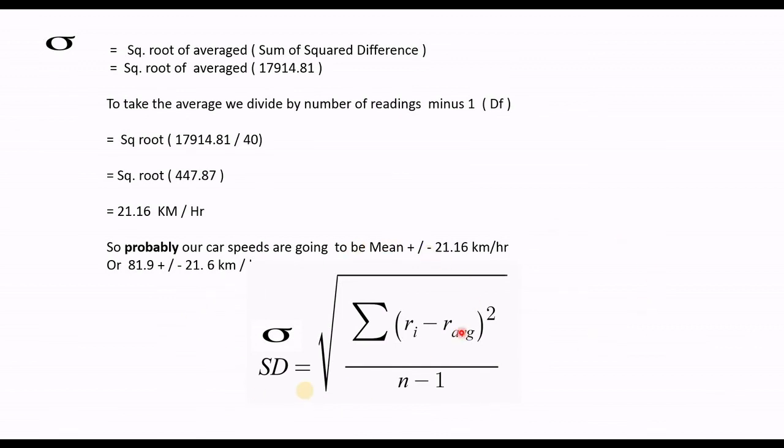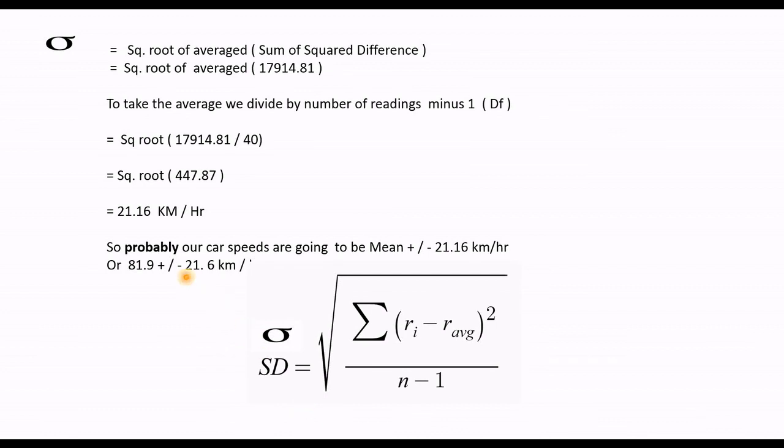This is the formula for the standard deviation. We take the difference between the individual reading, where i means individual reading, and the average mean. The difference of each individual reading from the mean. We square them. We square each difference. We add them, this is sigma, capital sigma. We add all the squared differences, divide by the number of readings minus 1 to average it, and take the square root to nullify the effect of the square. And this is called standard deviation.